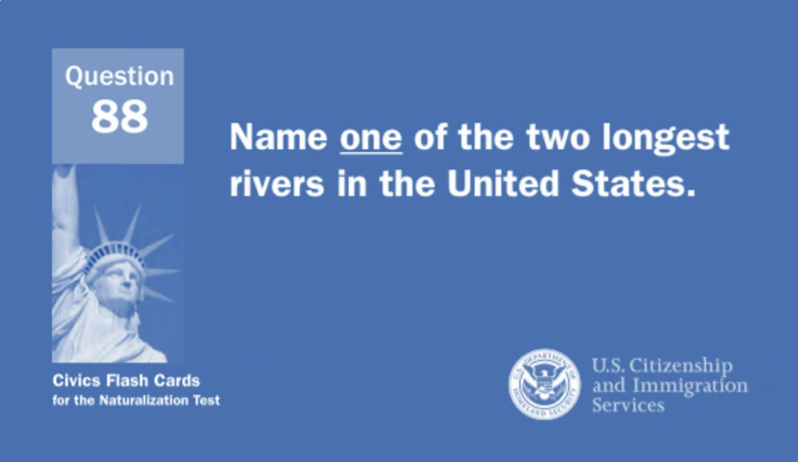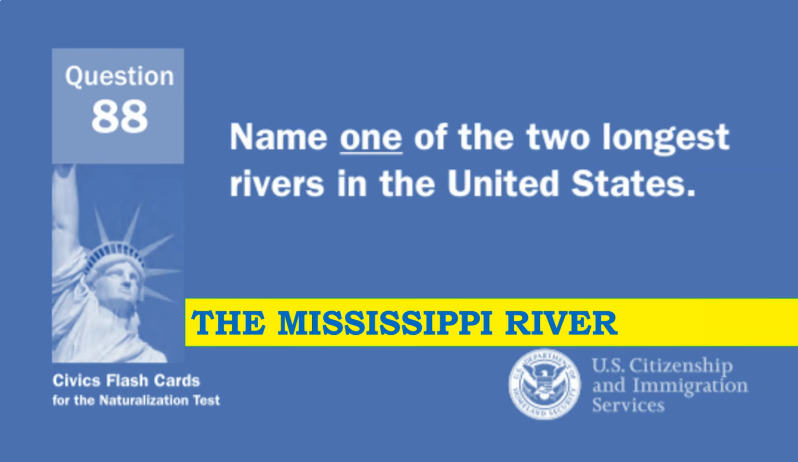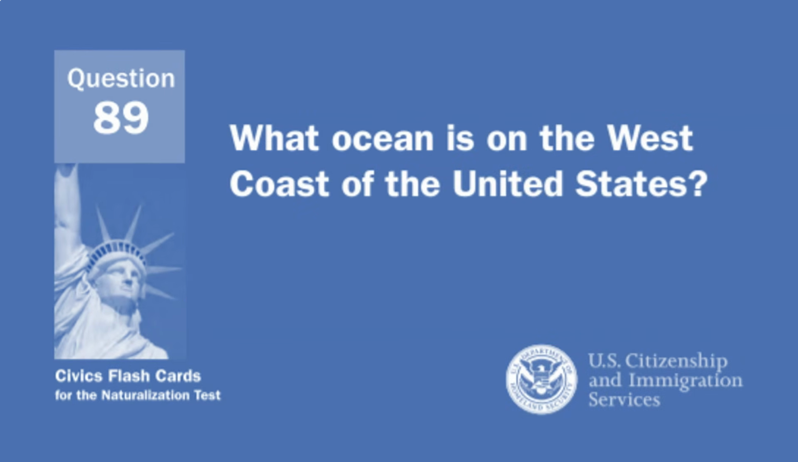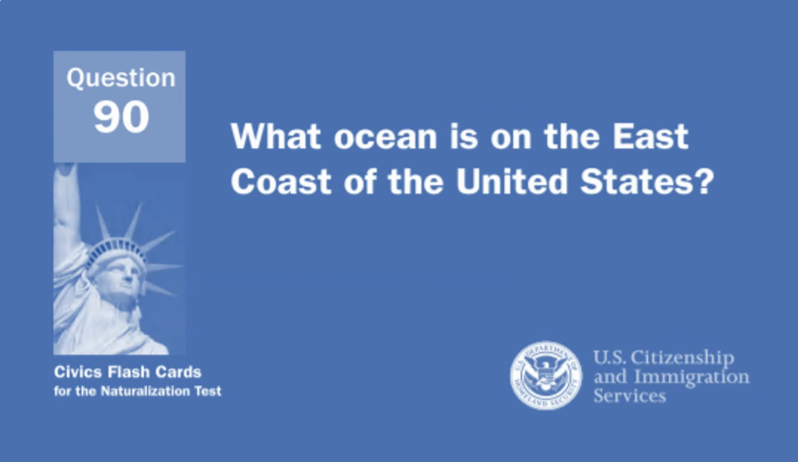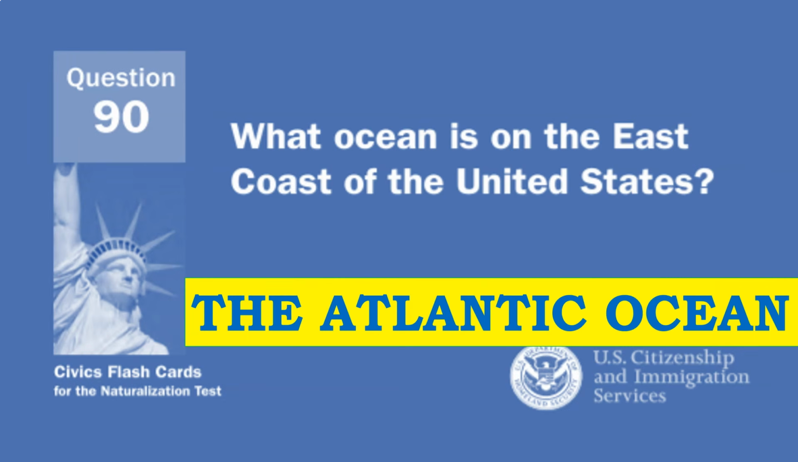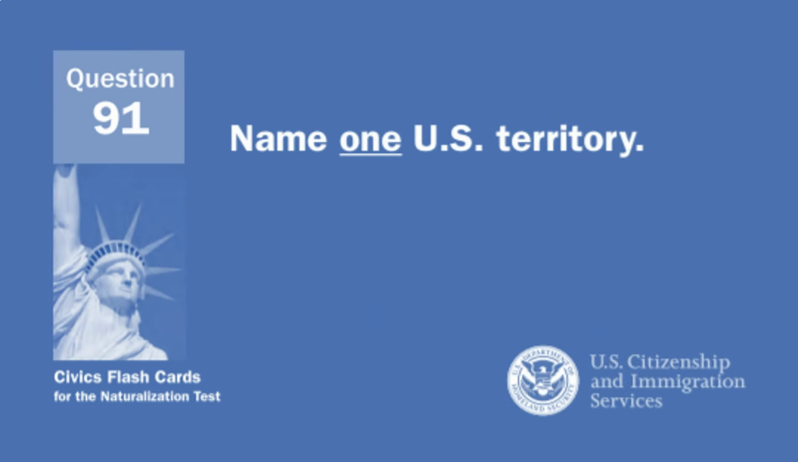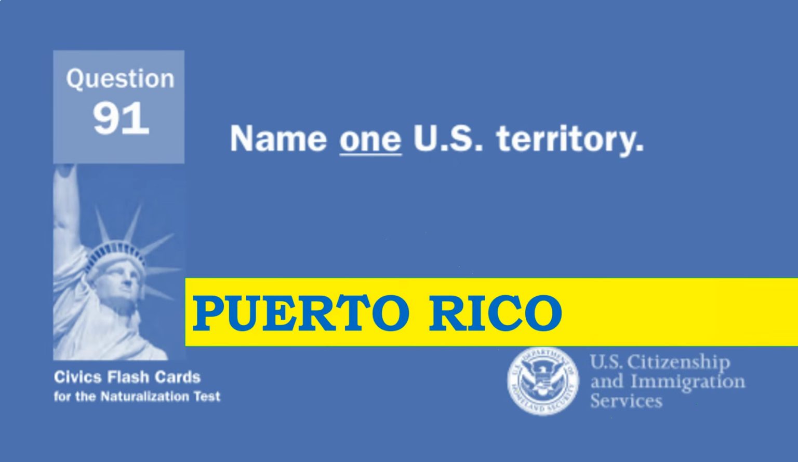Name one of the 2 longest rivers in the United States. The Mississippi River. What ocean is on the west coast of the United States? The Pacific Ocean. What ocean is on the east coast of the United States? The Atlantic Ocean. Name one U.S. territory. Puerto Rico.